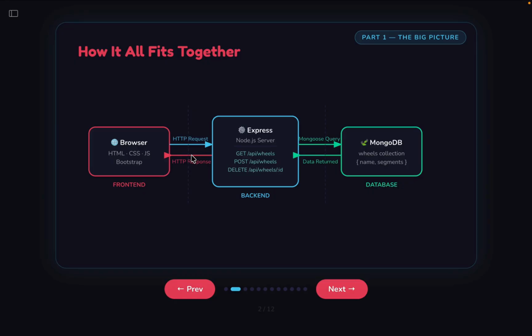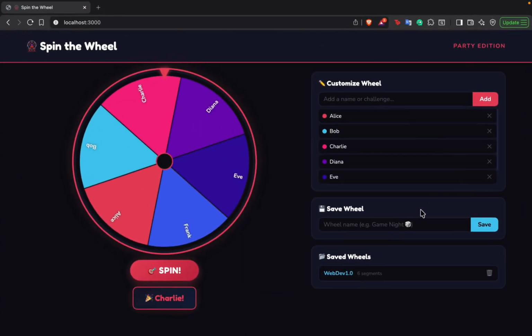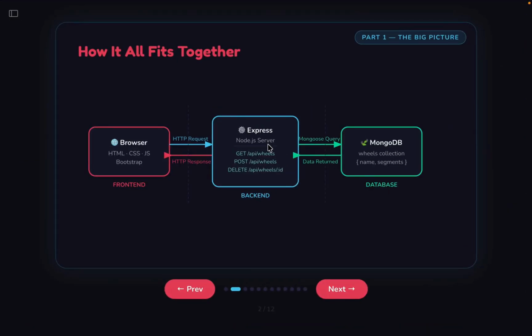And in our app specifically, the wheel is drawn in the browser using HTML canvas. So when you save a wheel, like let's just save these names as default wheel, what really happens here is this data, these names and this wheel name, travels through the Express API and then gets stored in MongoDB.